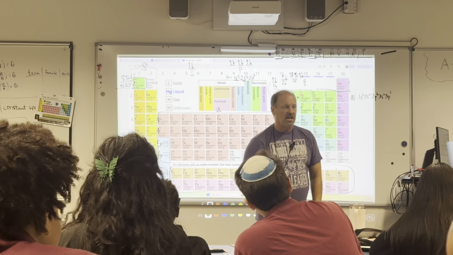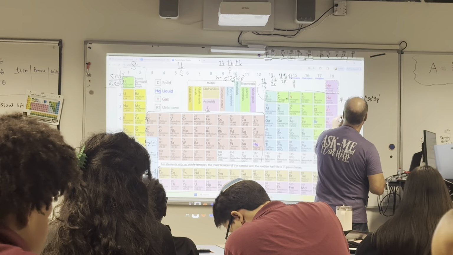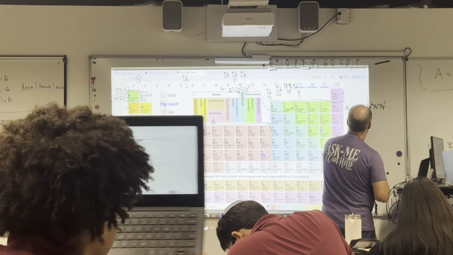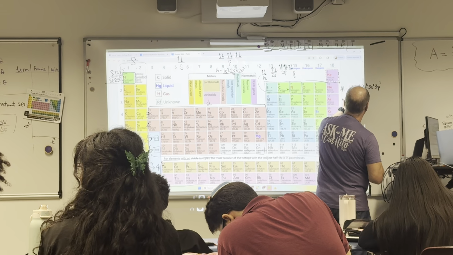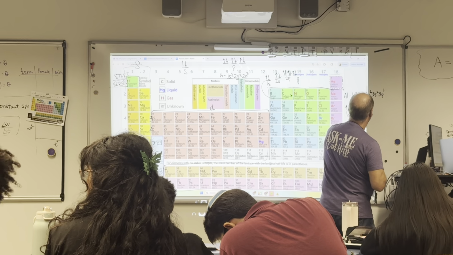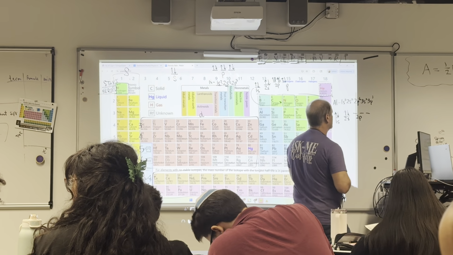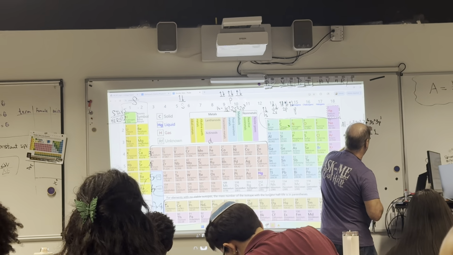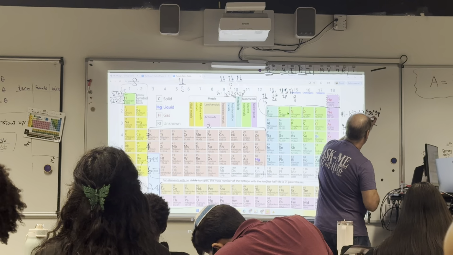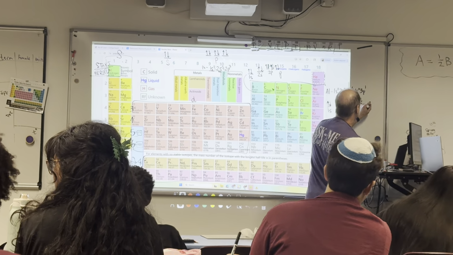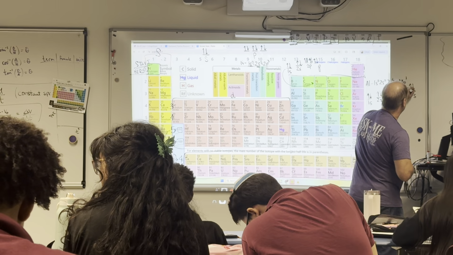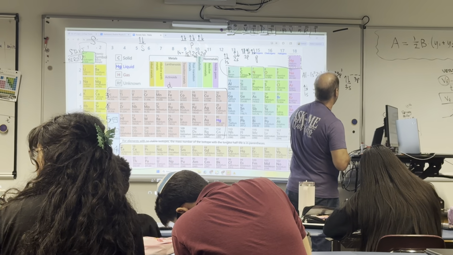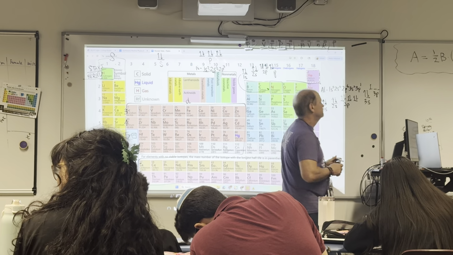If I were to draw the spin diagram for that, it would be 1s2. 1s would have 2 electrons, up, down. 2s would be a little higher, up, down. 2p would have room for 6, and it would be up, up, up, then down, down, down. And then 3s2, up, down. And then 3p would have room for 6, and it would have 1.